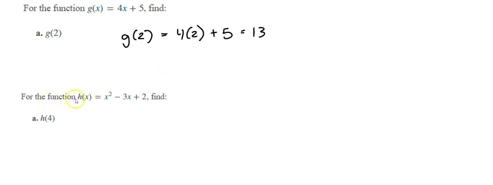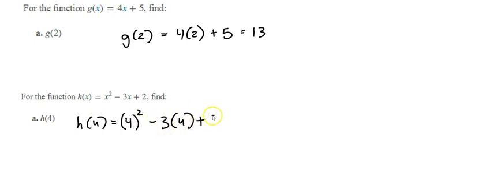For the function h of x, notice once again we changed it. Find h of 4. You can put it into quadratic equations. So I would have h of 4 equals 4 to the power of 2 minus 3 multiplied by 4 plus 2. Whenever you do all this, you end up getting 6.